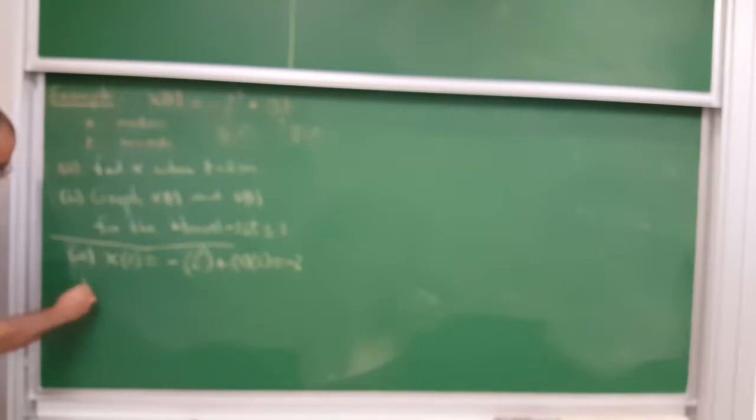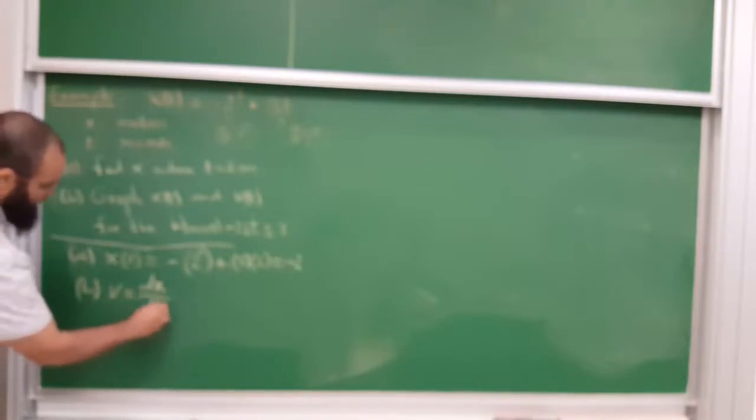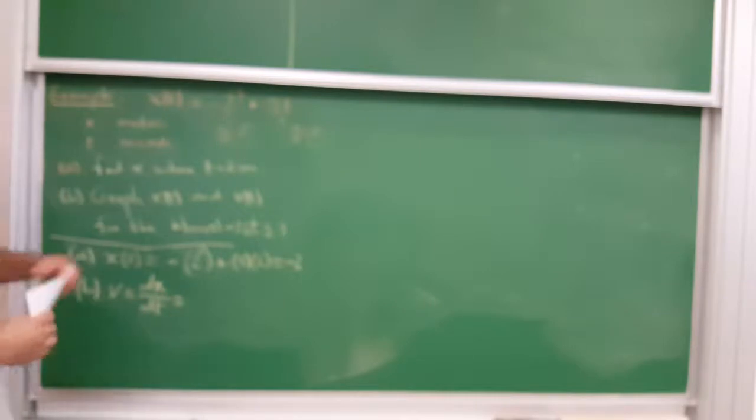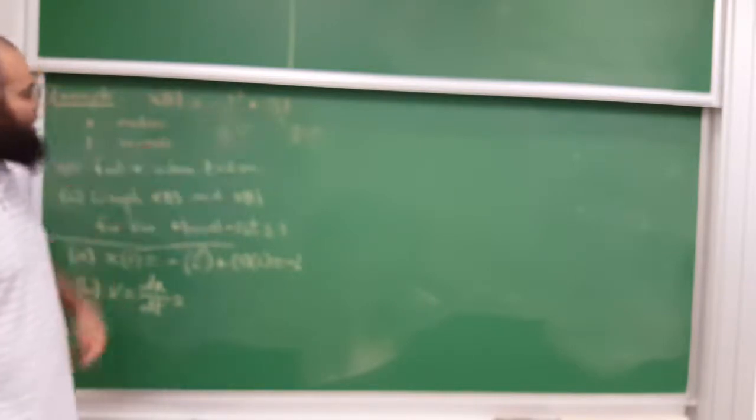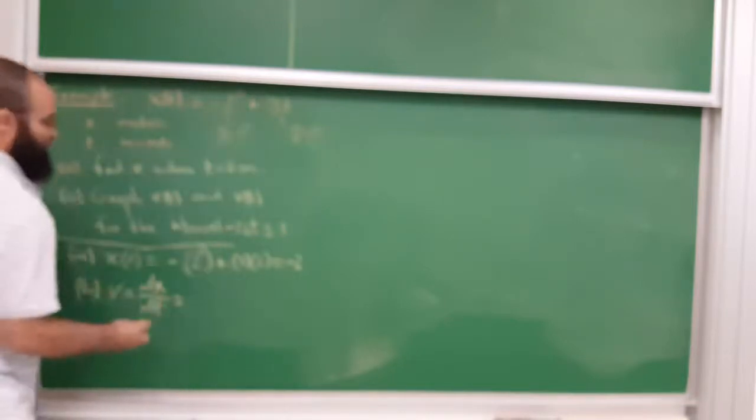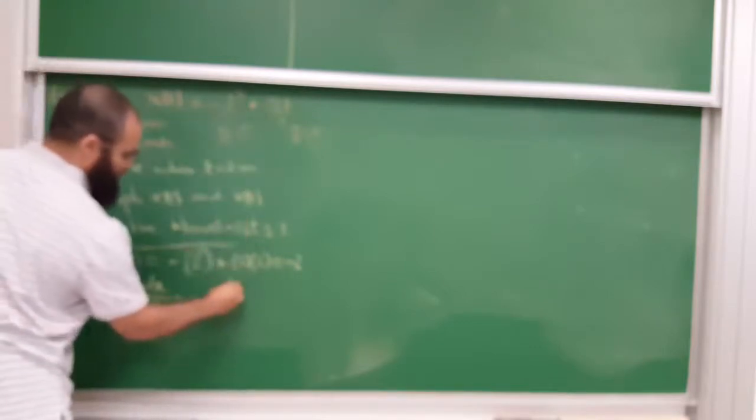For part B, they ask us to graph v and x of t, but to graph the velocity, you have to find the velocity. We know that the velocity is dx/dt, the derivative. And the derivative of a sum is the sum of the derivatives, so we take the derivative of the first. Remember, when you take the derivative, the 3 comes down and you subtract 1 from the power, so you get minus 3, t to the power 2.